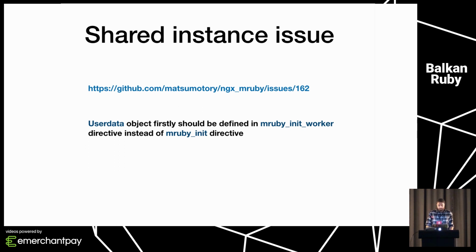It's really good, but I found some issues and maybe misunderstanding from my side when I was working with that. The first, when you are using user data instance, it will be shared between your Mruby codes. But when we are talking about Nginx, well, Nginx has workers. And if you try to use a lot of workers and then you put some user data instance to mruby init directive, you will see strange behavior in your production, maybe some locks or something like that, because your instance will be locked. And if you have a lot of workers, you have to use mruby init worker directive.